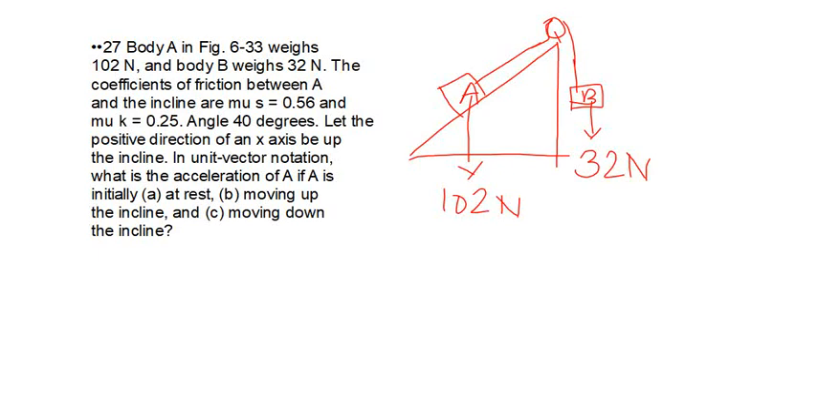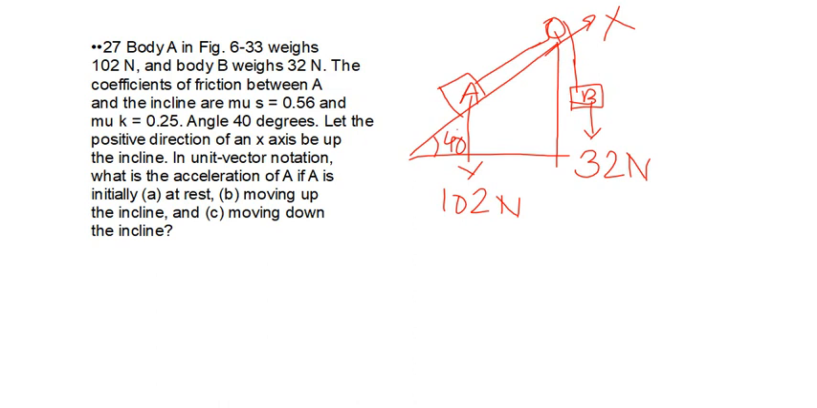Let the positive direction of the x-axis be up the incline. So this is the positive x direction and this is given as 40 degrees. Okay, so there are three cases. We have to find in unit vector notation what is the acceleration of A if A is initially at rest, B moving up the incline, and C moving down the incline. Let's take case 1 when this is at rest initially.